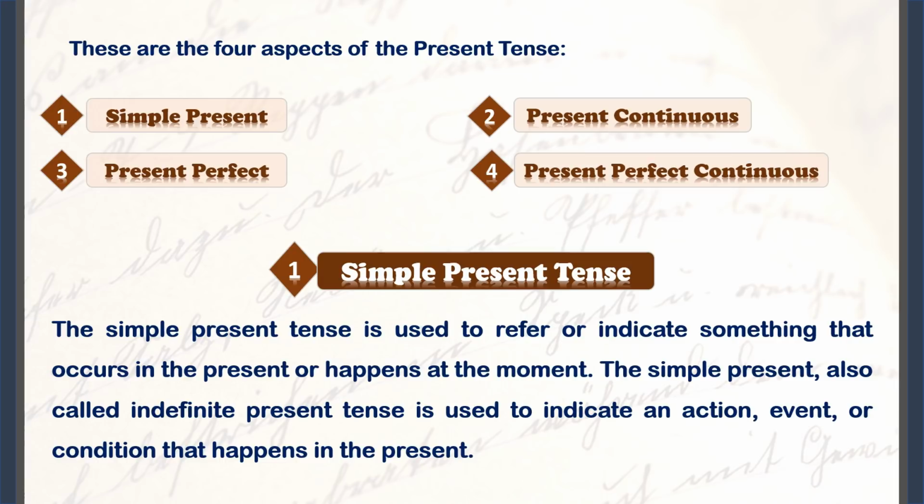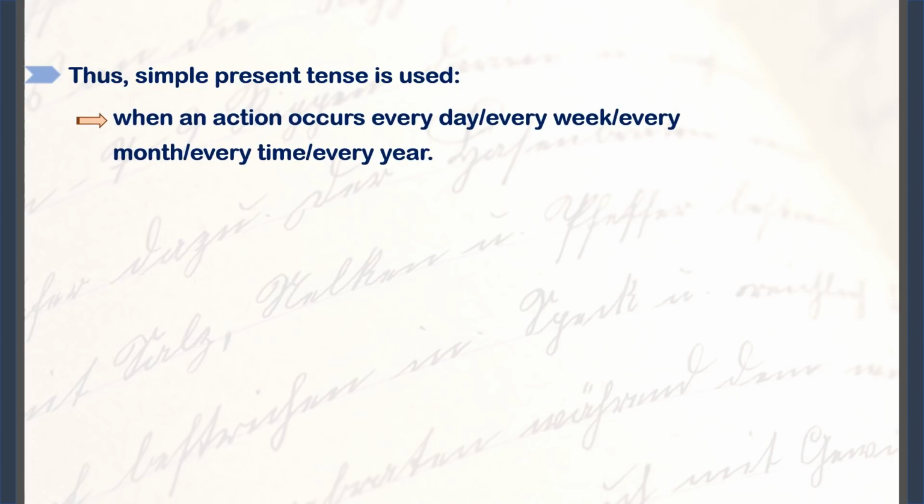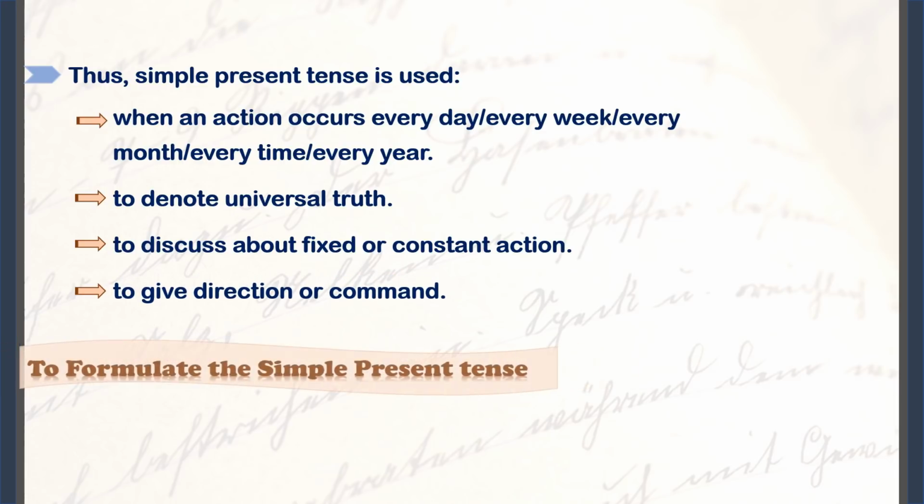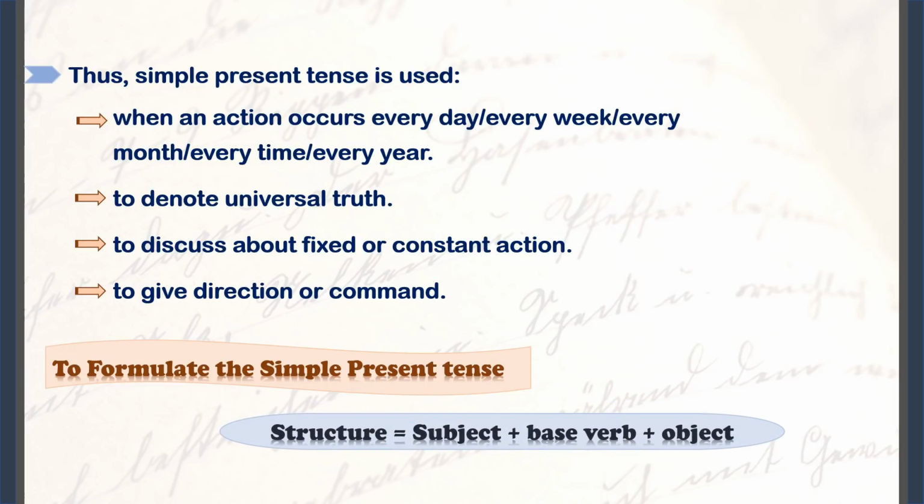in the present. Simple present tense is used when an action occurs every day, every week, every month, every time, or every year. It is also used to denote the universal truth. It is also used to discuss fixed or constant action. Simple present tense is also used to give direction or command. To formulate the simple present, let us look at its structure. Its structure comprises subject plus base verb plus object.